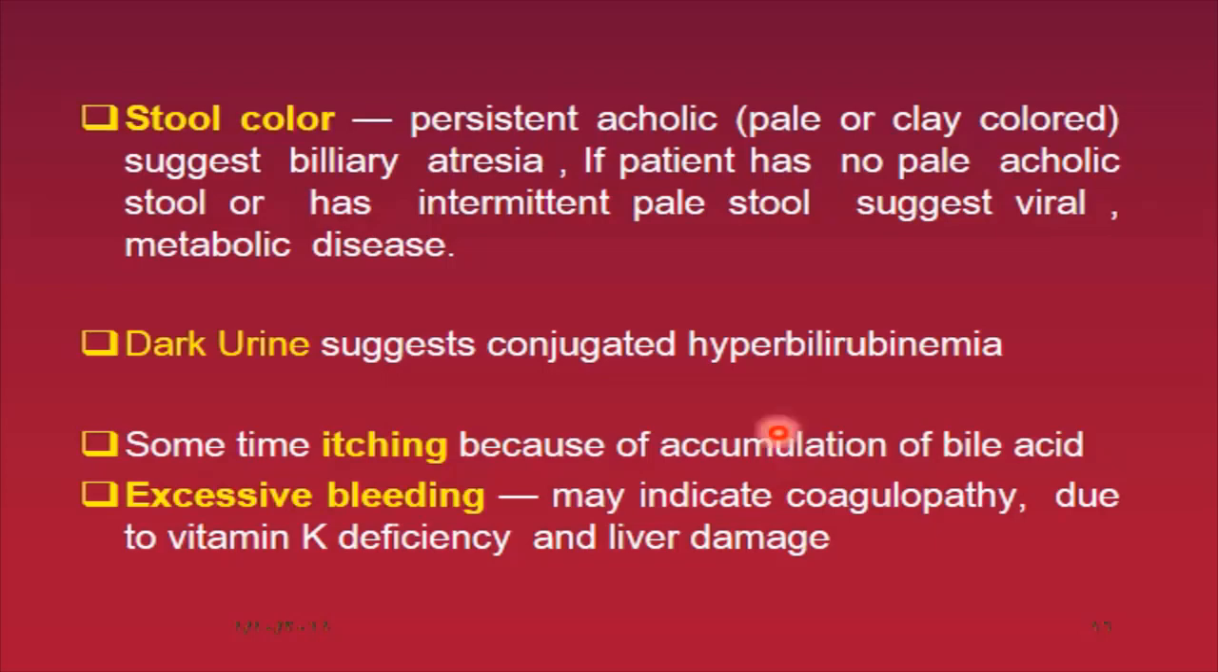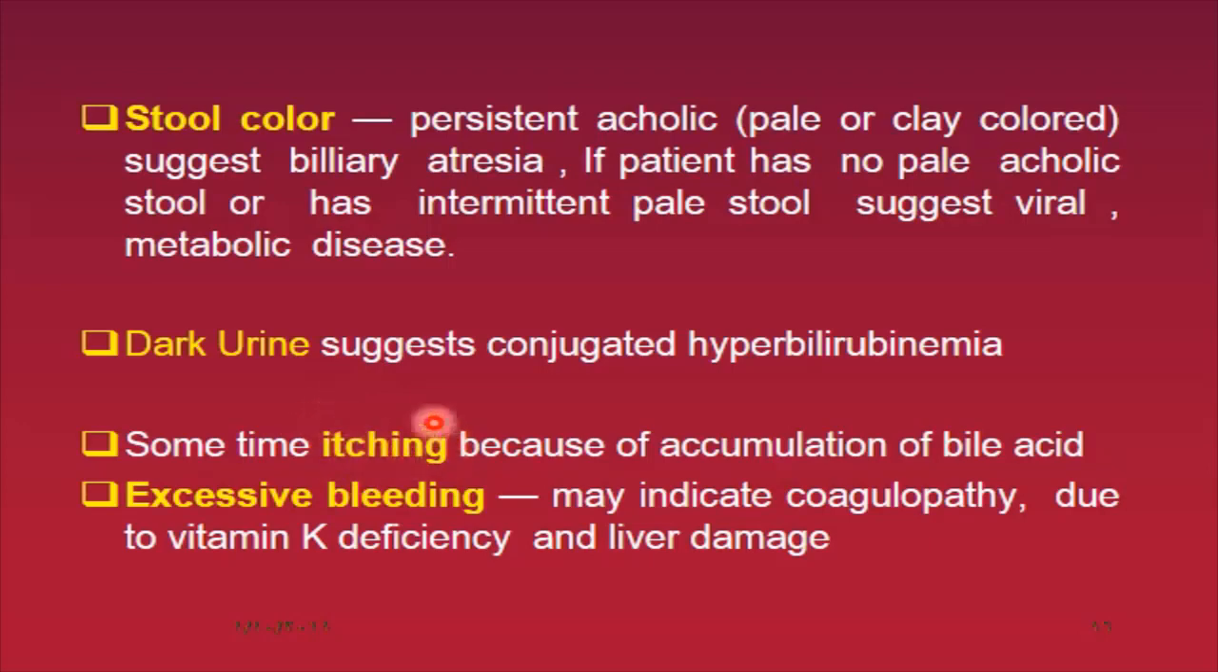Now, stool color, which is very important here: persistent acholic stool, pale or clay colored, suggests biliary atresia. If the patient has no pale acholic stool or has intermittent pale stool, it suggests another diagnosis that may be a viral disease, viral TORCH, or metabolic disease. Dark urine suggests conjugated hyperbilirubinemia, which is usually positive for bilirubin.